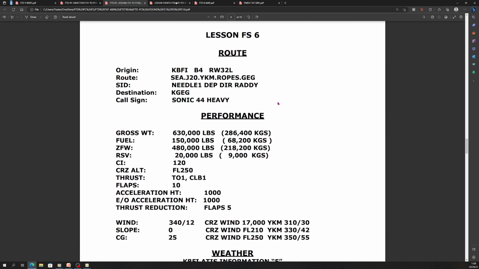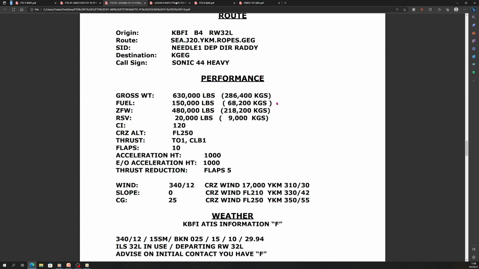Lesson 6 will be at Boeing Field. Bravo 4 will be the gate, although we're not going to be there. But yeah, we will be there because we'll be starting engines. So we'll be at Bravo 4. Runway 32 left is the departure runway. The route of flight, Seattle J20 Yakima, Yankee Kilo Mike, direct ROPES, direct Spokane, Gulf Echo Gulf. The SID will be, when we add it during the clearance, the Needle 1 departure, direct to RADDI flight plan route. Destination is Spokane, Kilo, Gulf Echo Gulf. Sonic 44 will be our call sign.